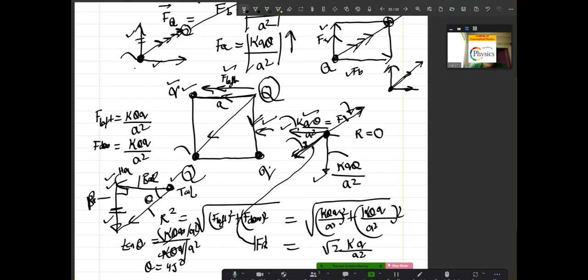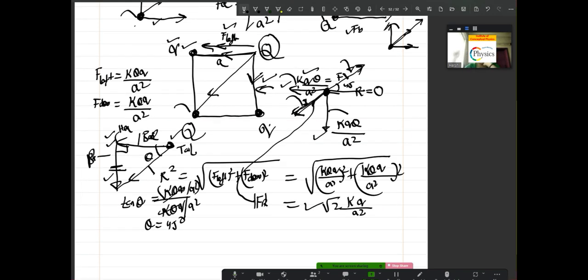So these two cancel. This is 45 degrees repulsion coming from here, and this is the net attractive force we have calculated also along 45 degrees. Therefore, these two are equal and opposite forces.